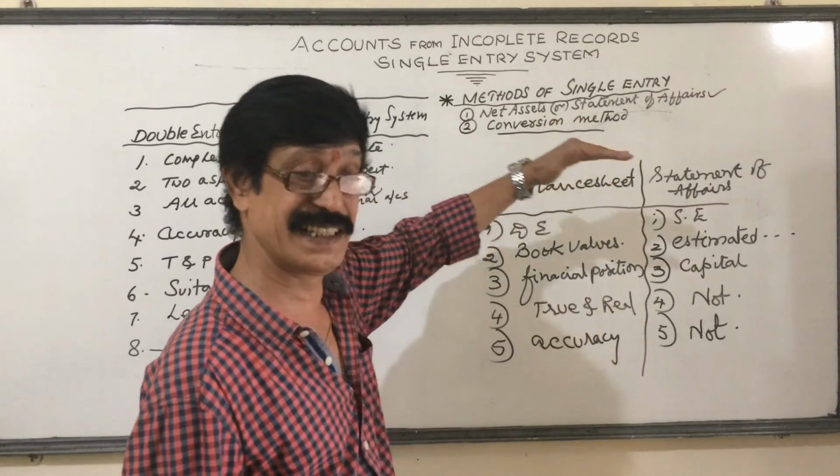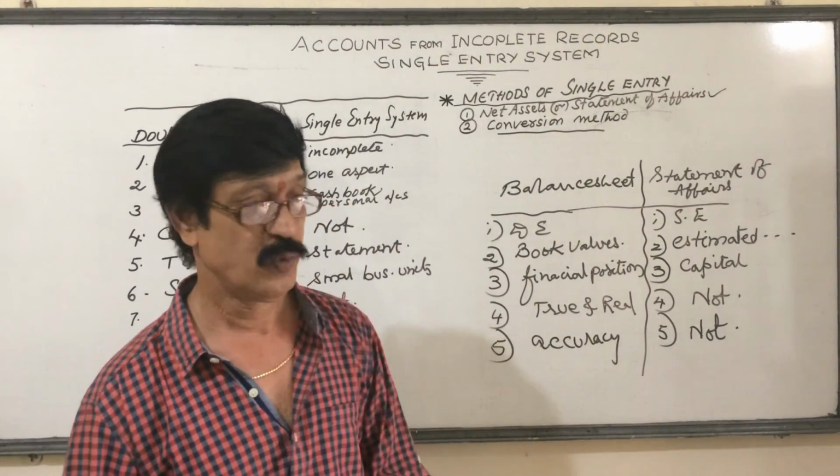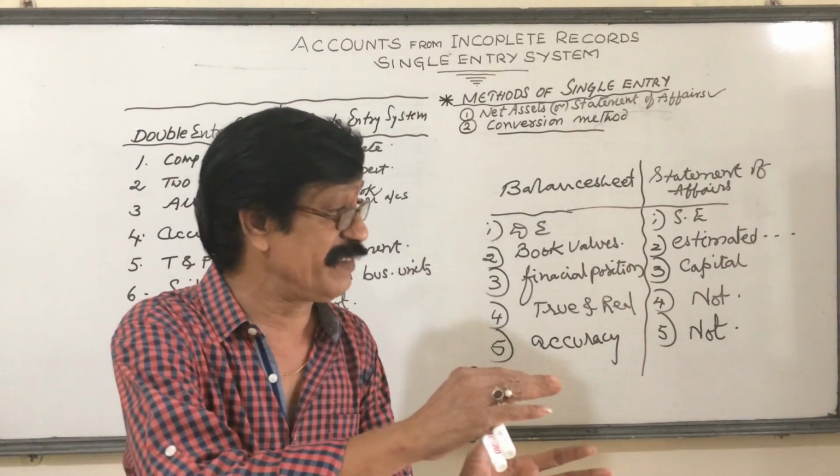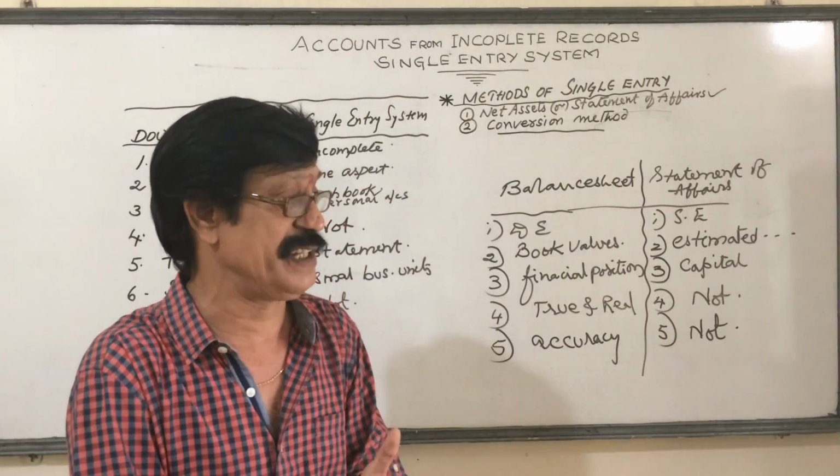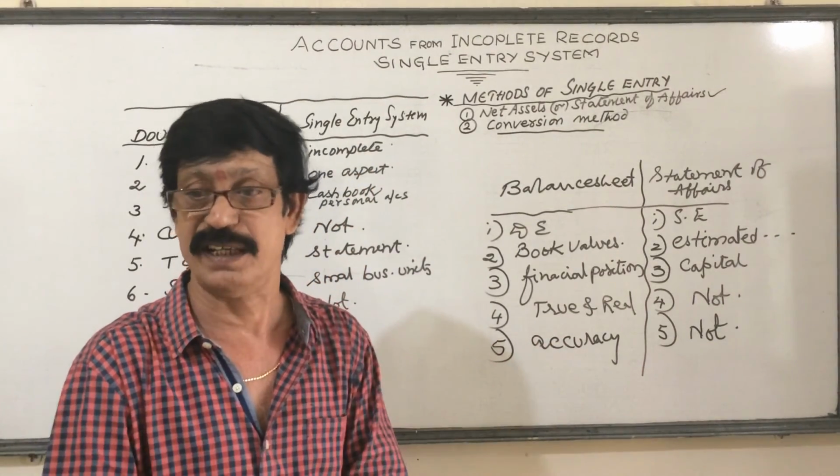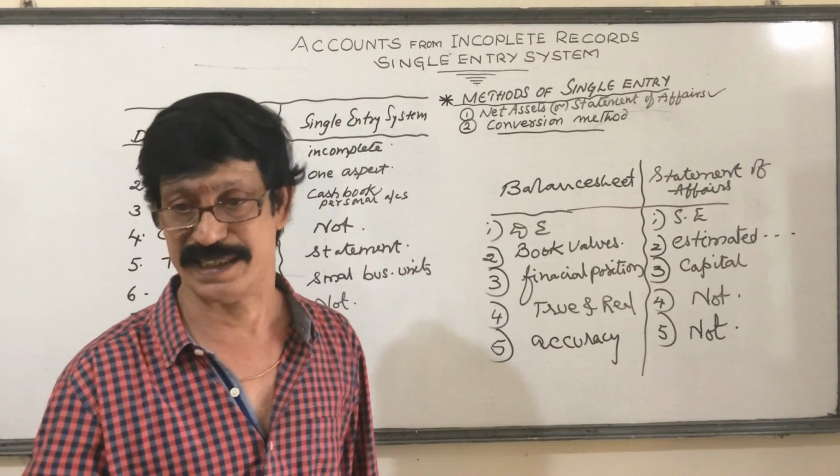Conversion method is a separate system through which we are converting the single entry system information or incomplete information into double entry. We'll go through it in the next class. Okay?